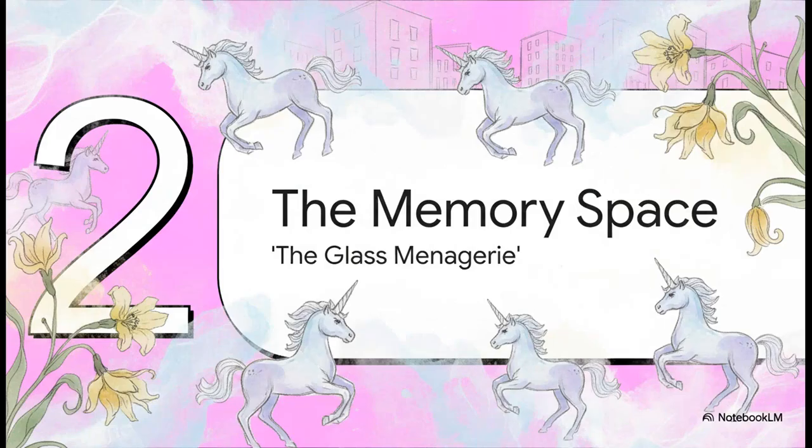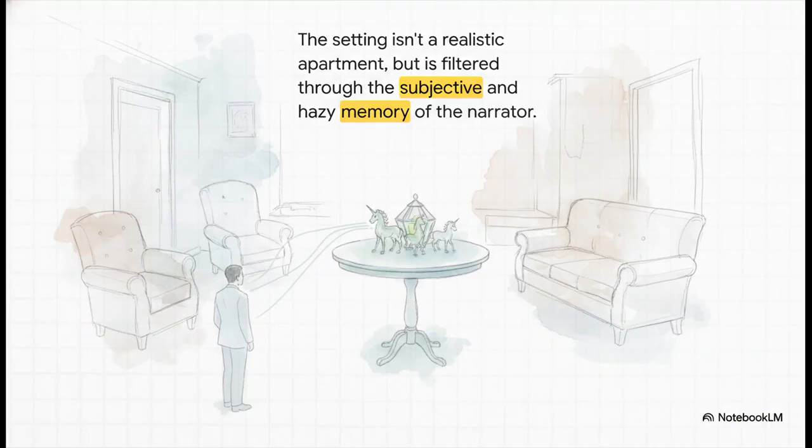Okay, now let's do a complete 180. We are leaving the hard, sharp lines of realism behind and stepping into the hazy, emotional world of Tennessee Williams' The Glass Menagerie. Williams actually called this a memory play, and that tells you everything. The set is not supposed to be a perfect photograph of an apartment. Nope. Instead, it's all filtered through the hazy, subjective, and frankly unreliable memory of the narrator, Tom. The space feels fluid and suggestive, not solid and real.